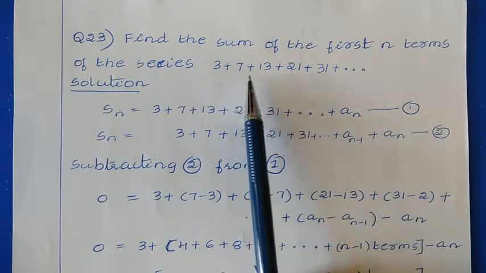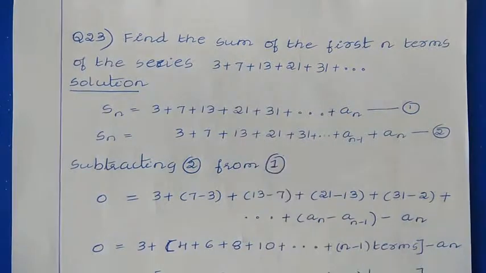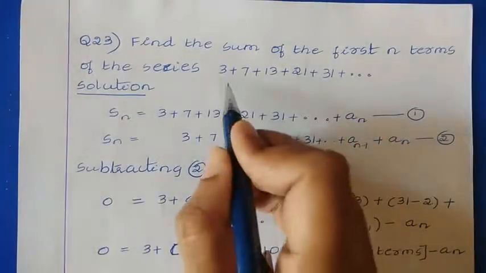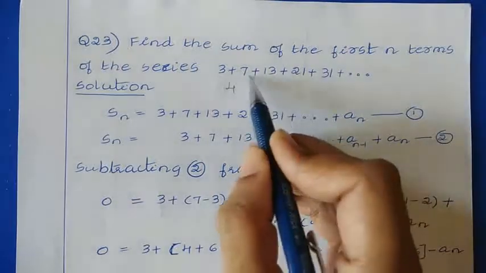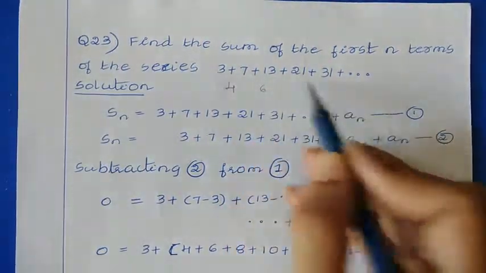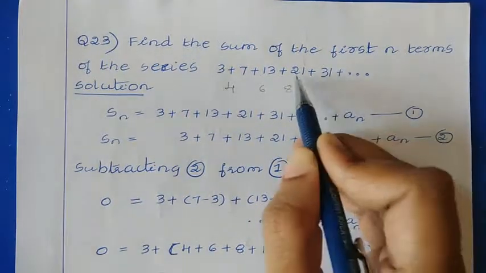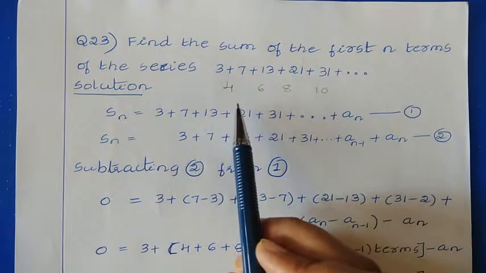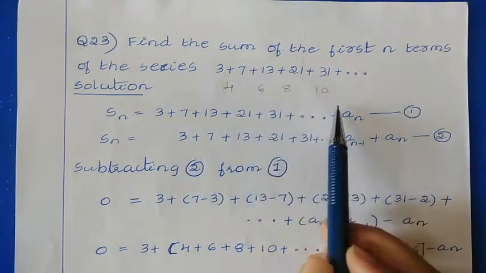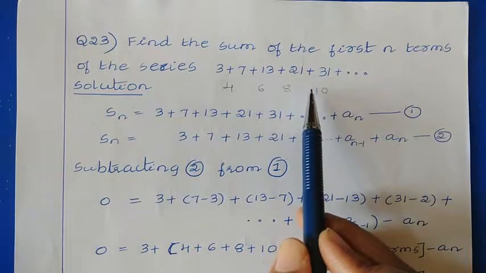7 minus 3, that will give you the value 4. 13 minus 7 will give you the value 6. 21 minus 13 will give you the value 8. And 31 minus 21 will give you the value 10. So here we are not getting the same common difference. That means this particular series is not in the form of arithmetic progression.